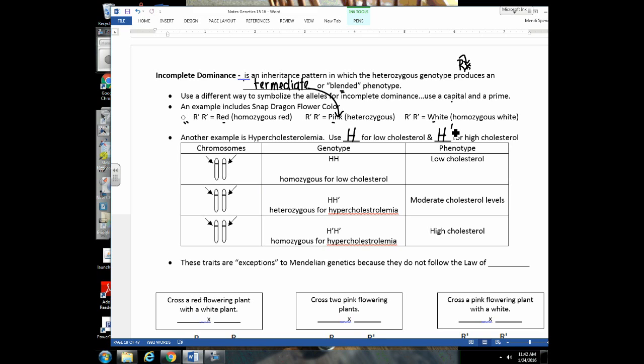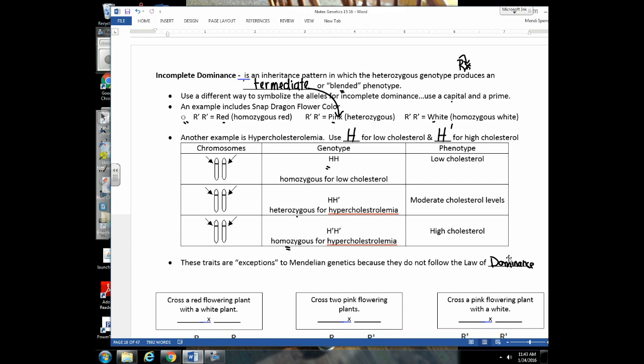If they're homozygous for low cholesterol, then they have two codes for low cholesterol, and obviously low cholesterol will be their phenotype. If they're heterozygous, then they have a moderate amount of cholesterol. And if they're homozygous for this condition called hypercholesterolemia, then they're going to have high cholesterol. Again, these traits that we just went through are exceptions to Mendelian genetics. They do not fit the law of dominance. So that's why they're an exception.